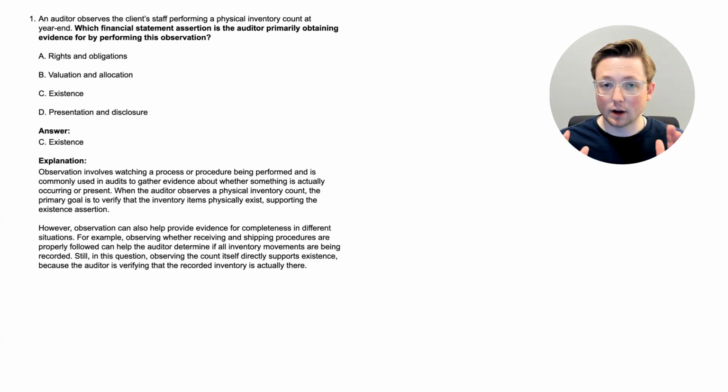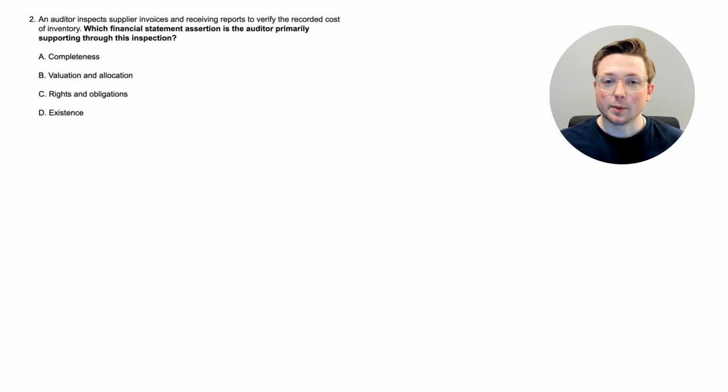So we learned a little bit about observation there. Now let's go to the next question. All right, here we are at question 2. Which financial statement assertion is the auditor primarily supporting through this inspection? Let's go up to the top.